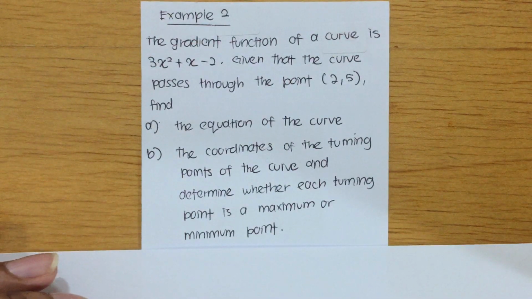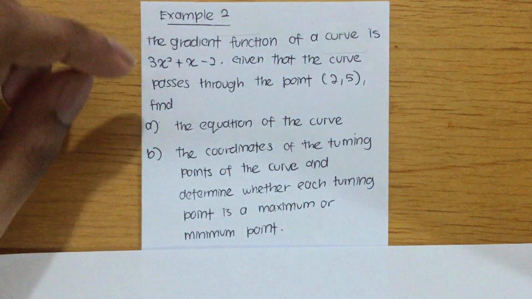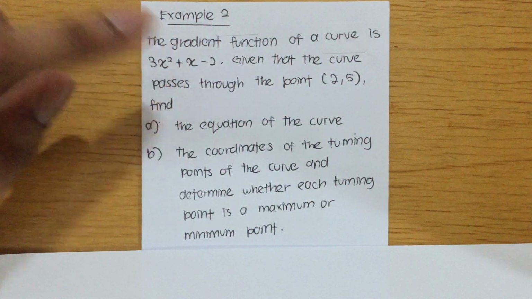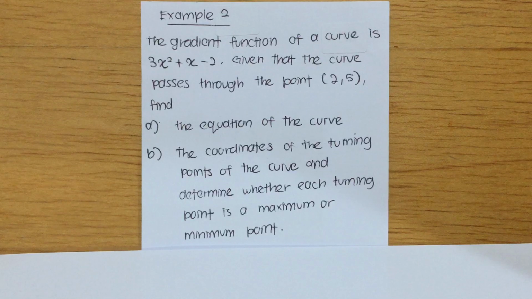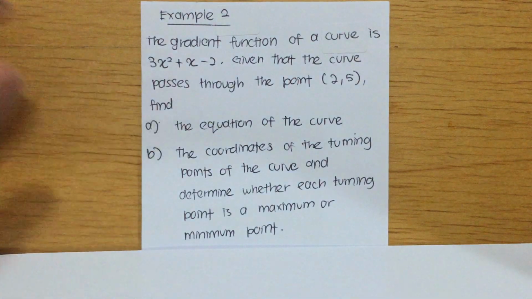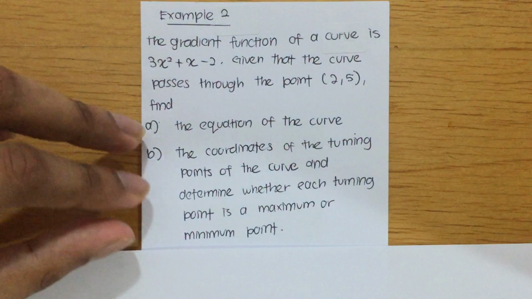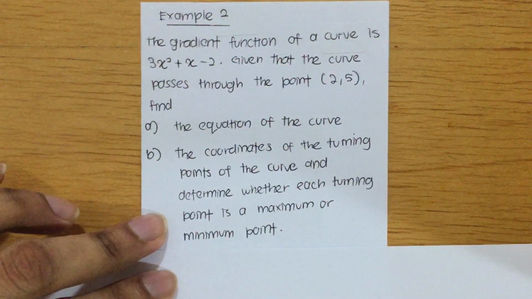Okay, let's read the example 2 question together. The gradient function of a curve is 3x squared plus x minus 2. Given that the curve passes through the point (2, 5), the question asks to find: A, the equation of the curve; B, the coordinates of the turning point of the curve, and determine whether each turning point is a maximum or minimum point. Alright guys, let us proceed to the solution now.